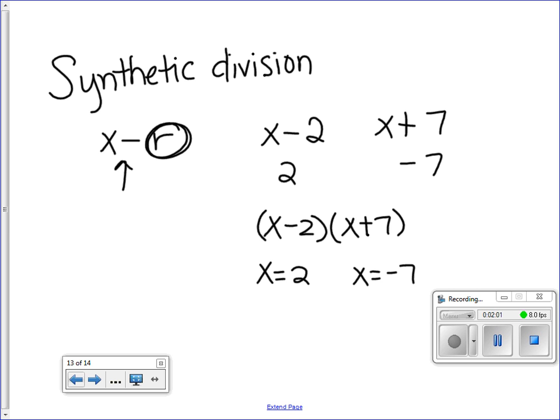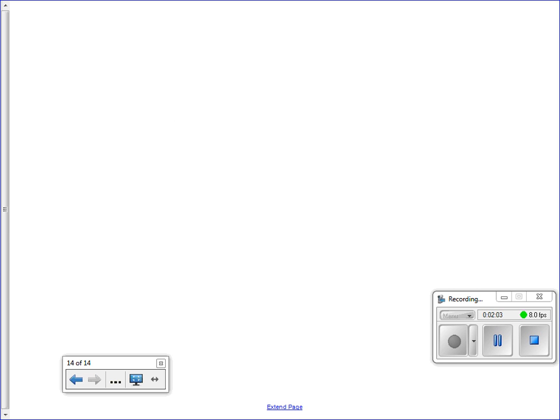Alright. So let's say that we have 2x squared minus 3x minus 9, and we're dividing it by x minus 3.